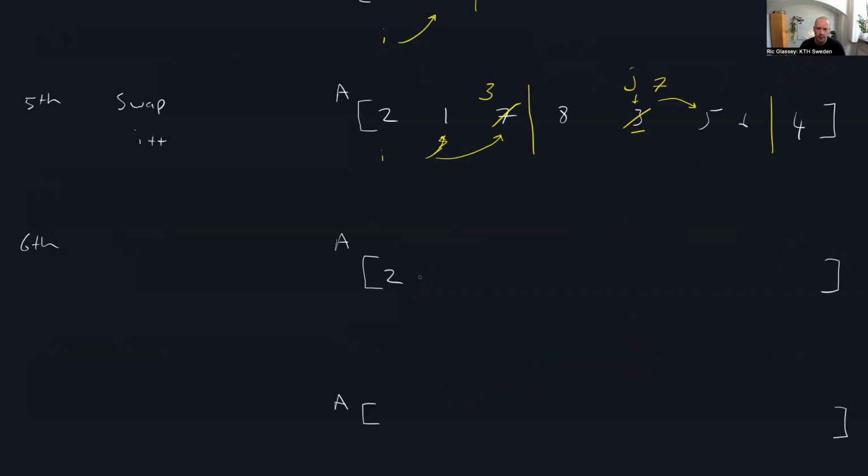Okay, so 6th time around, we now have 2, 1, 3, 8, 7, 5, 6, and 4. We have our pivot, where J has moved to point to 5. So this is the element we're considering right now. Our small numbers are here because I is currently pointing there. Okay, so then we can say, is 5 less than 4? Okay, no swap. Okay, this gets a bit easier now.